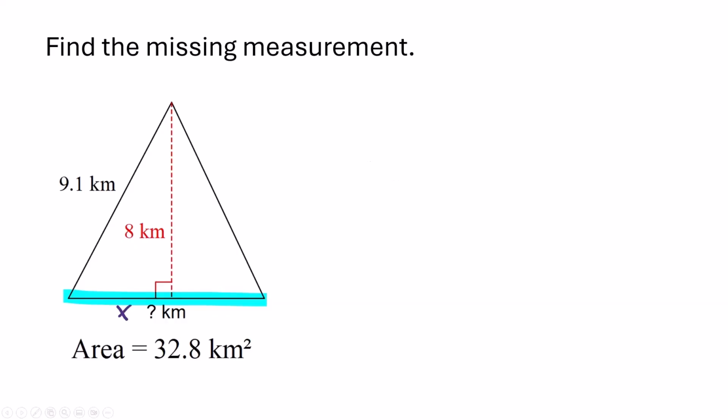So let's bring in our formula here. Area equals 1/2 base times height, and let's substitute in numbers for things that we know. We are not going to use this. This is the slanty side. We don't want that. We want the base, which we know is the thing we're looking for, and we want the height, which we know is this 8.